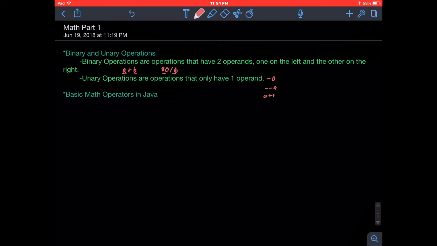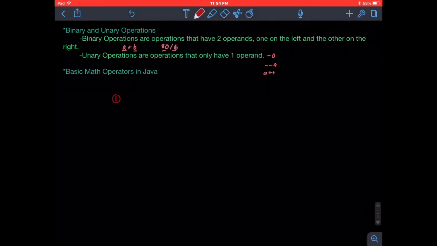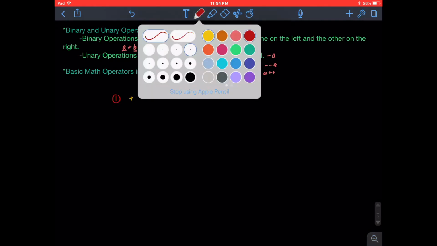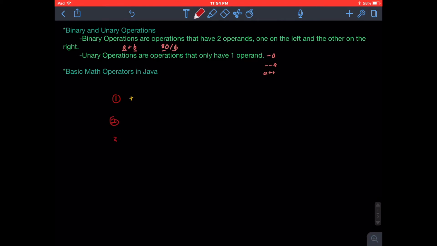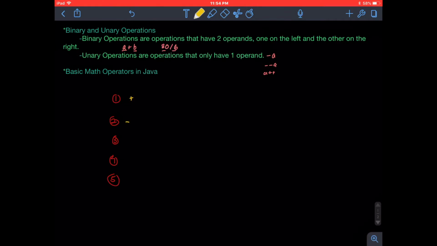Now, let's look at basic math operators in Java. There are 5 basic math operators in Java. So let's go through them. The first one is addition. Let me just write out the numbers 2, 3, 4, 5. Now the second one is subtraction. The third one is multiplication.